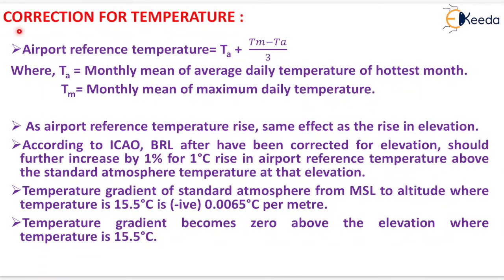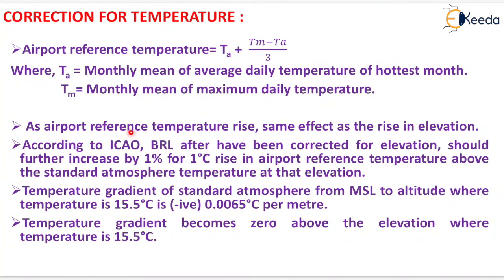Now the next one is correction for temperature. Airport reference temperature will be equal to Ta plus (Tm minus Ta) divided by 3, where Ta is the monthly mean of average daily temperature of the hottest month and Tm is the monthly mean of maximum daily temperature.